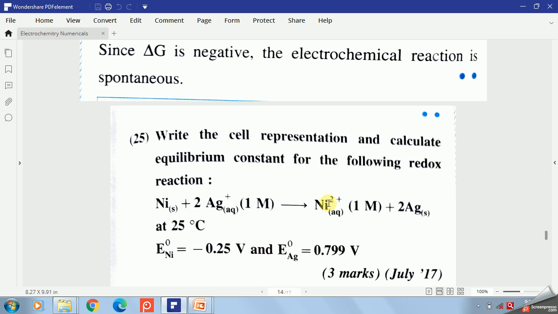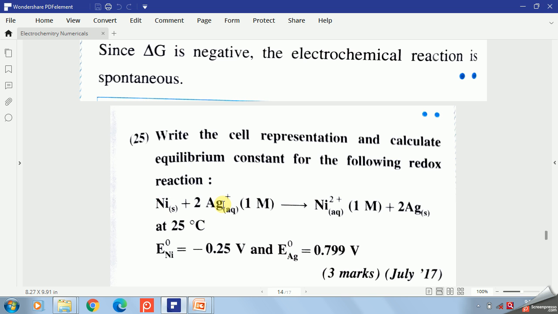So Ni gives Ni2+. When it gives 2+, it loses 2 electrons. Loss of 2 electrons is nothing but oxidation, and it takes place at the anode. Anodic oxidation is the word. So Ni gives Ni2+ plus 2 electrons. This is oxidation, and nickel is the anode.